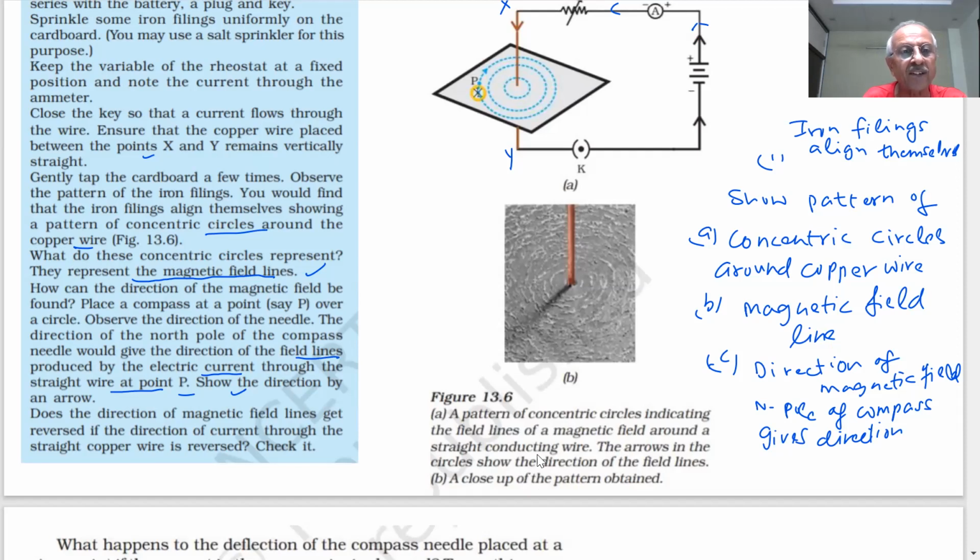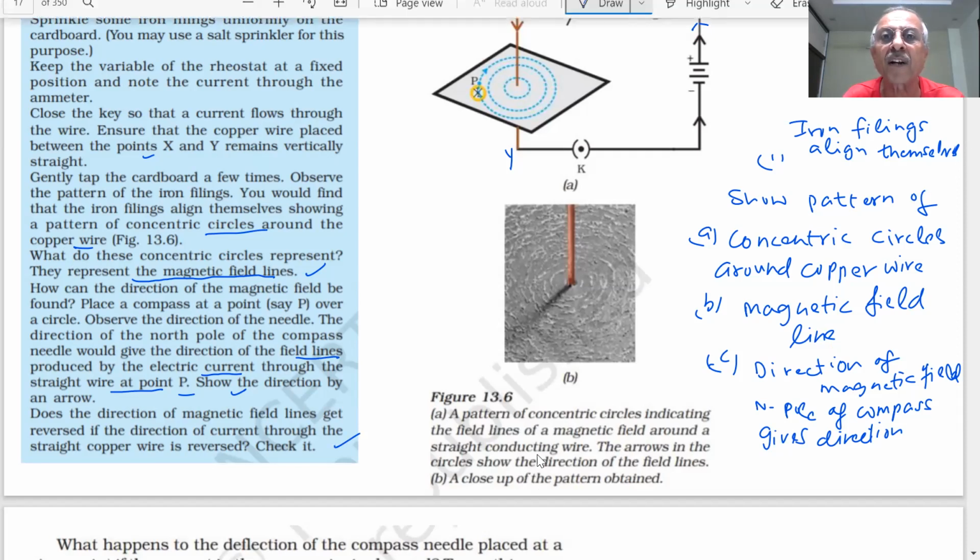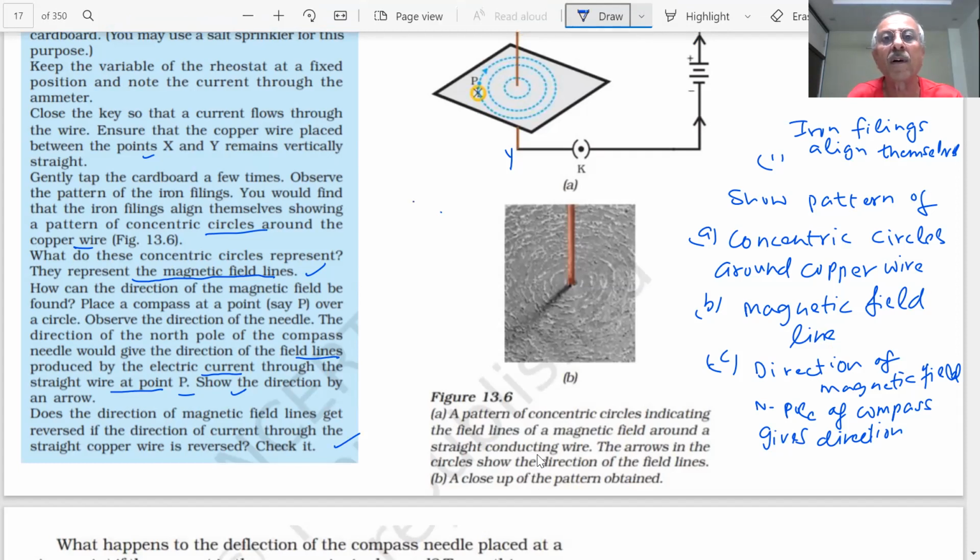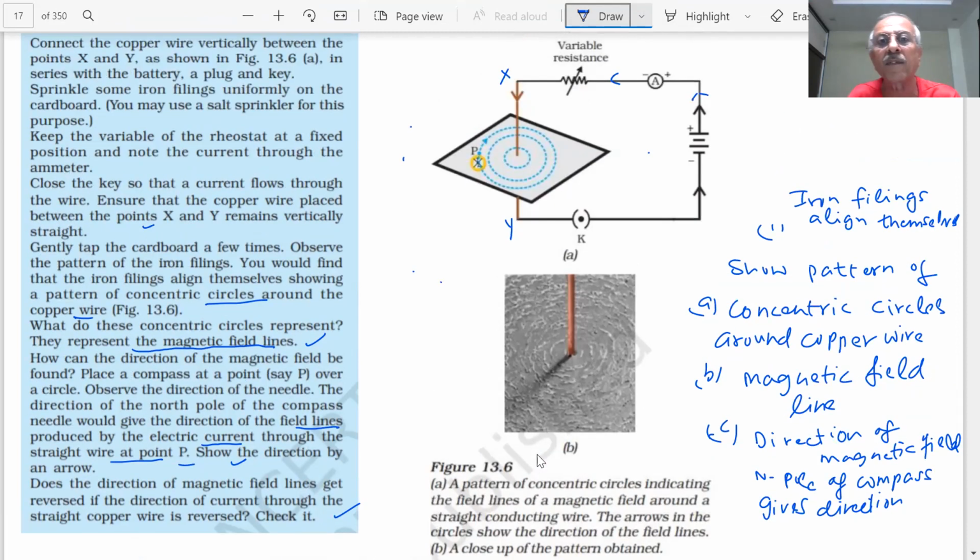Does the direction of the magnetic field get reversed if the direction of the current through the straight wire is reversed? Important point. So here, this is the direction. If the current is flowing like this, this is the direction of the current. What do you find? This is the direction of the field lines. This arrow is showing the direction of the field line, when the current is flowing in this direction.